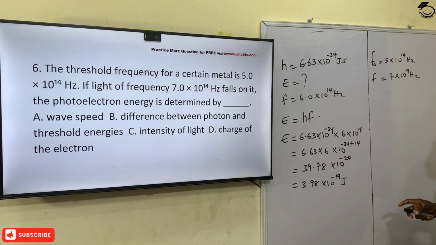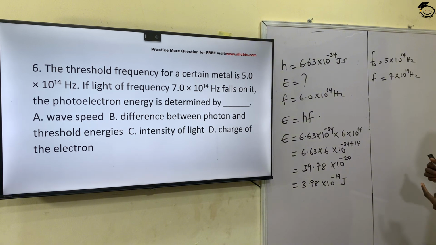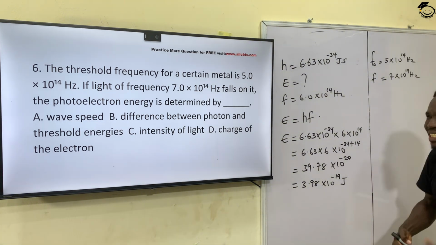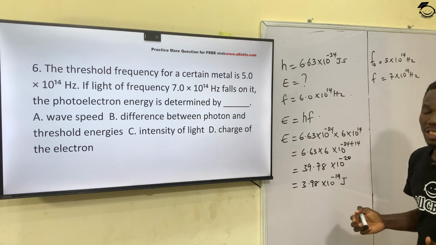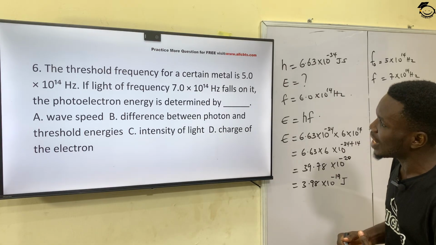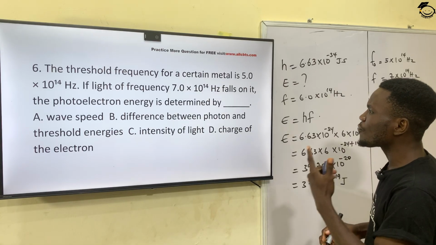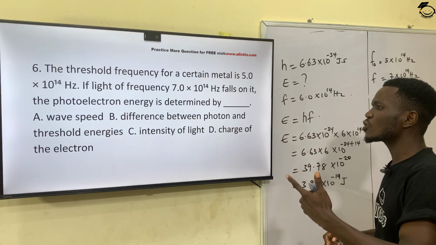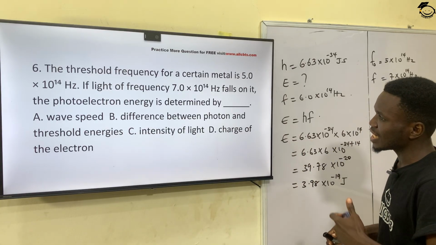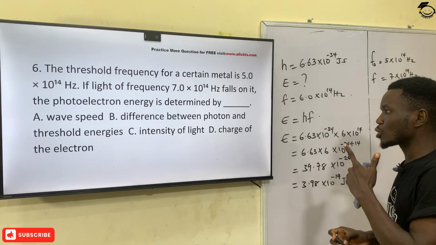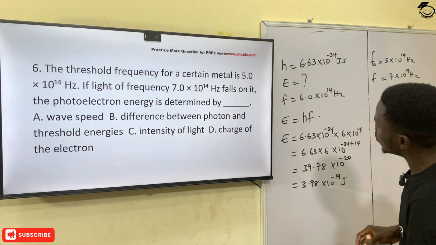Then they're asking us, what determines the photoelectron energy? What will allow electrons to be emitted from this metal? That's what they're asking us. Option A says the wavelength. Option B says the difference between photon and threshold energies. Option C says the intensity of light. And option D says the charge of the electron.